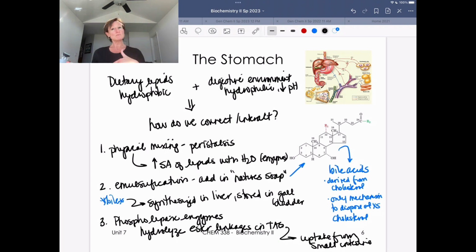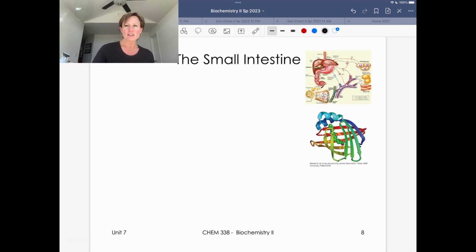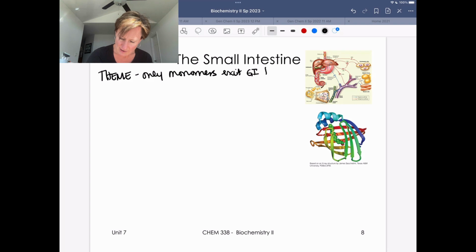Okay. All right, so let's move on then to the small intestine, and we're going to talk about what happens in that region. So the key piece to think about with the small intestine, right? A theme that we've seen before is that only monomers can exit the GI tract. Okay? And again, unless you have leaky gut. Leaky gut means bigger things can get out, and that again is problematic.